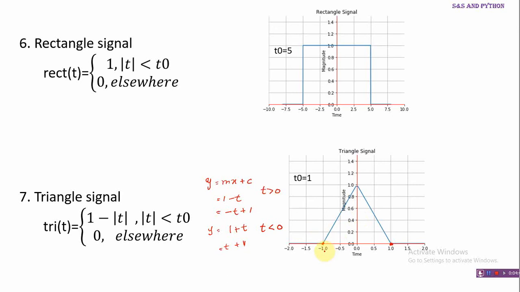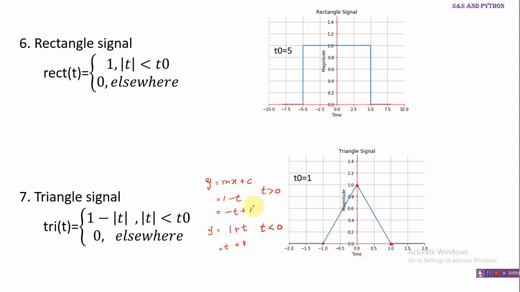So as we increase the time from minus 1 to 0, we see that the y value increases from 0 to 1, and 1 is at the intercept, the point at which it cuts the y-axis. So this is the straight line which is t plus 1 from minus 1 to 0.